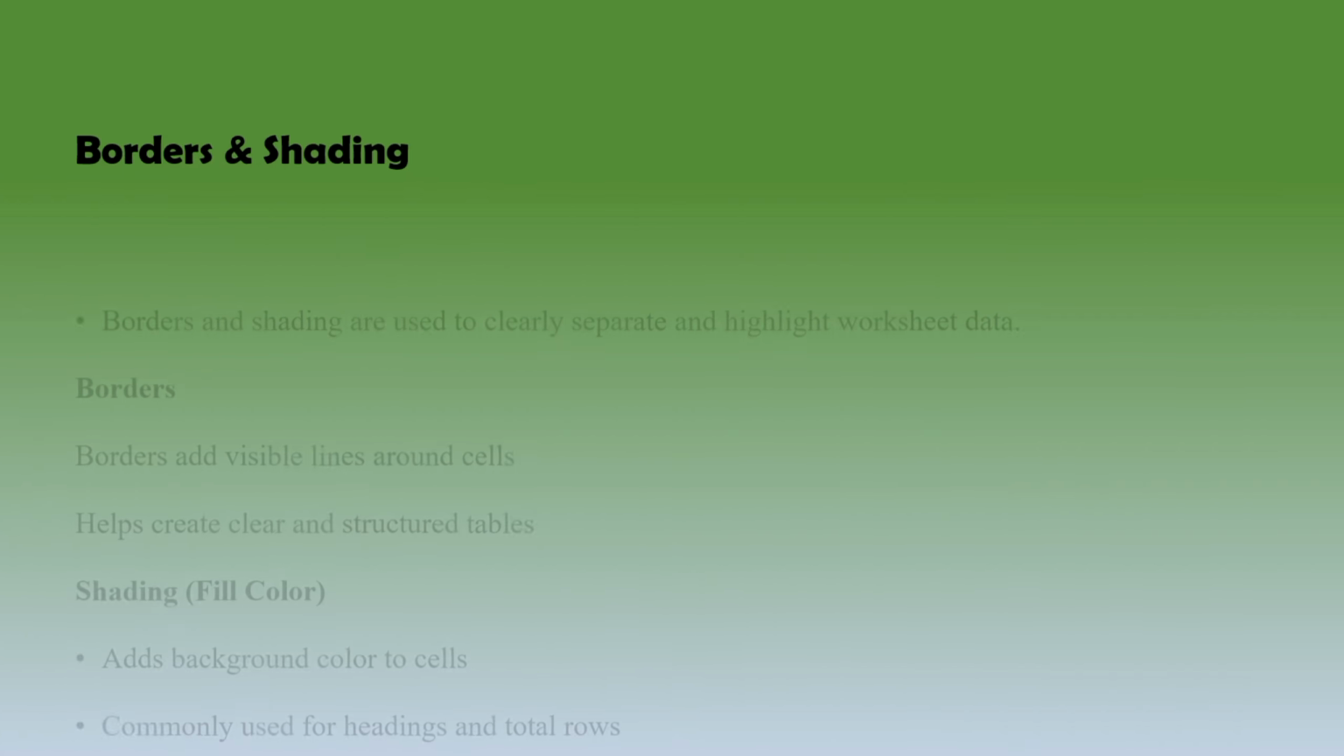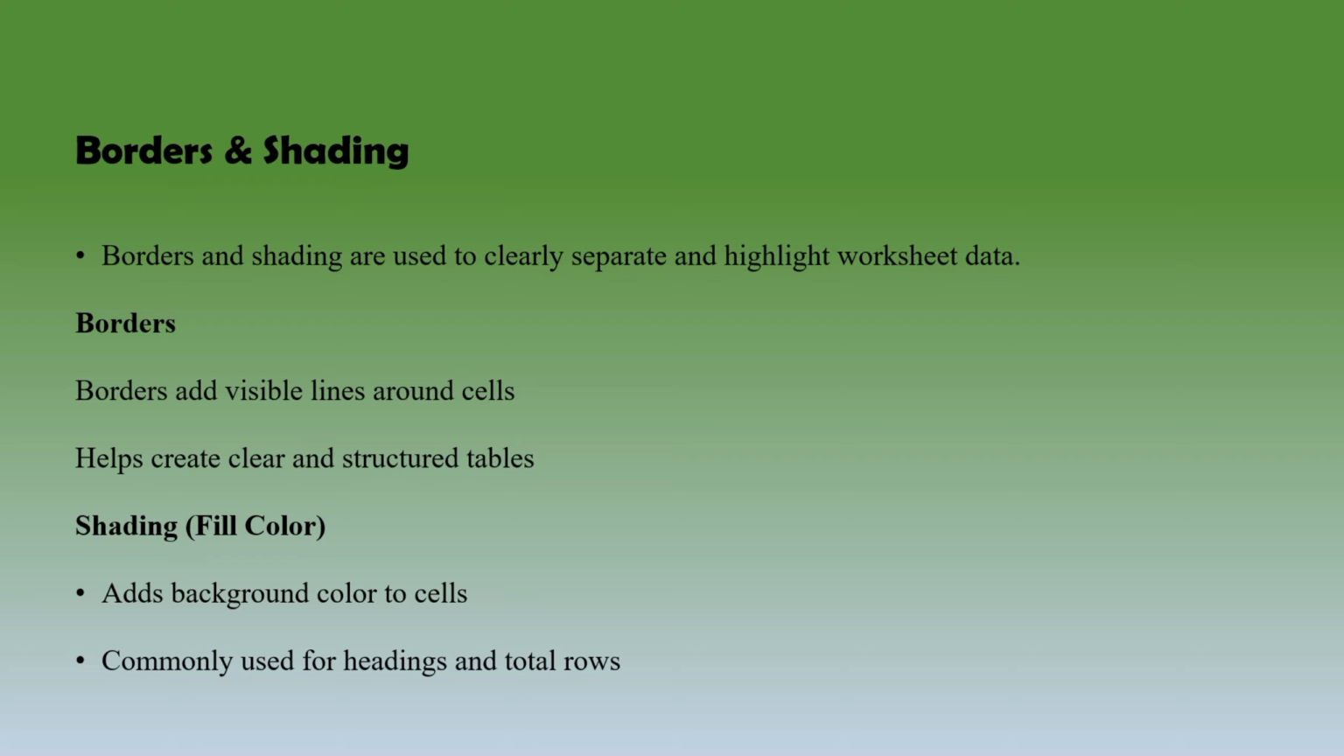Borders and shading are used to separate data and make tables more clear and organized. They help improve the visual structure of the worksheets. Borders add lines around cells. They are commonly used in tables to clearly separate rows and columns.